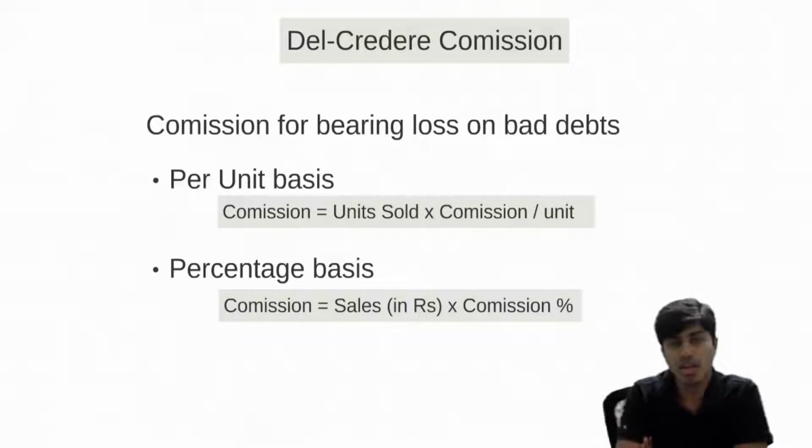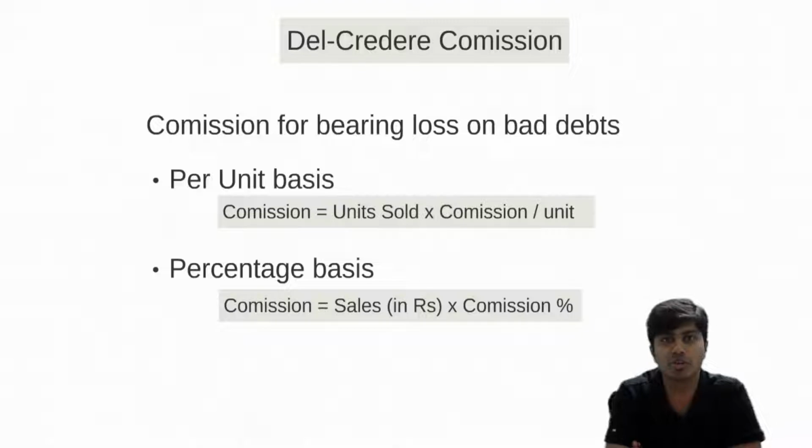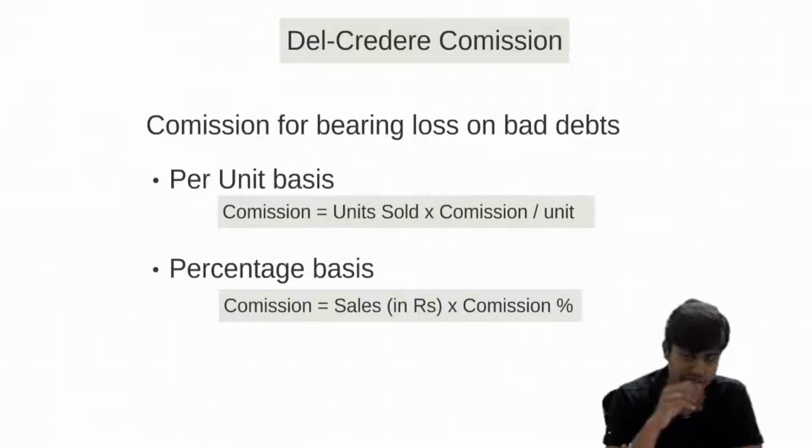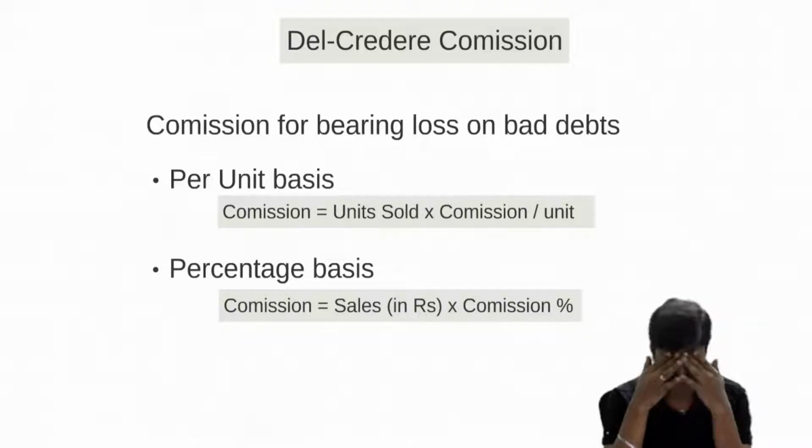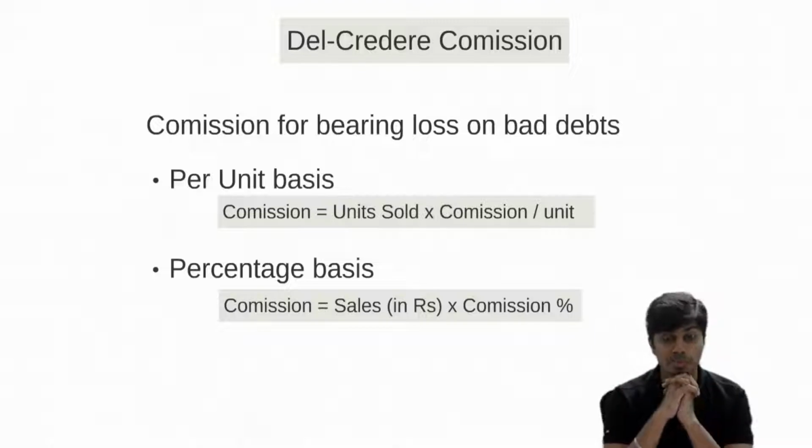Very simple. If you compute del credere commission only on credit sales and not on total sales, you know what the consignee will do? Consignee is getting a commission of 10 rupees per unit sold, and on del credere an additional 2 rupees if the credit sales are there. Why would he want to collect only 10 rupees commission? He would want to collect 12 rupees commission.